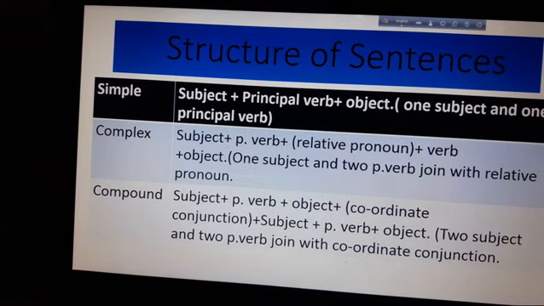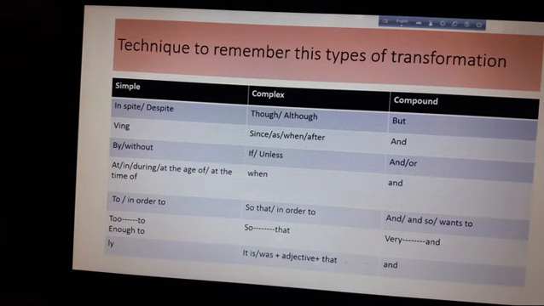Now, structure of sentences: simple sentence, complex sentence, and compound sentence. You know about that because I have discussed these structures in the previous classes. This is very important. I have discussed these topics because it is the clue. On the basis of this clue, you have to change the simple, complex, and compound. For that reason, it is very important.